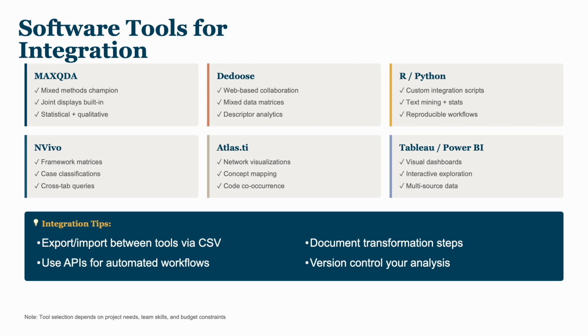NVivo is powerful for framework matrices, while Atlas.ti excels at network visualizations. For the final presentation, Tableau or Power BI provide interactive dashboards. Regardless of the tool, remember to use CSVs for export/import and always version control your analysis.